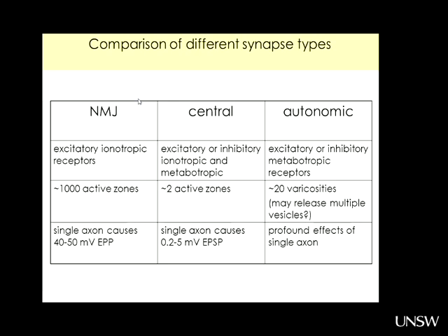Okay, so quick summary of the main three sorts of synapses that we have. Neuromuscular junction in the periphery, central synapses, and then the autonomic, again also in the periphery. Neuromuscular junction is always excitatory. Okay? There's no inhibitory neuromuscular junction. It's always ionotropic. Okay? Because the only receptor involved is that nicotinic acetylcholine receptor.